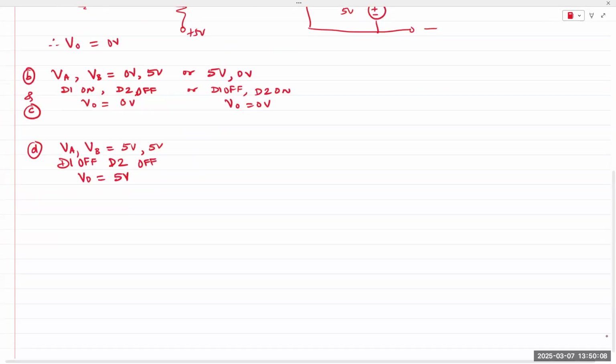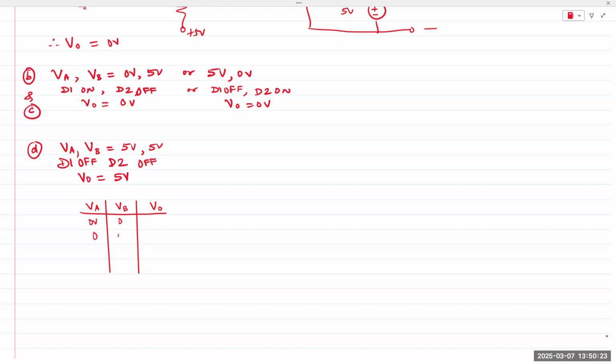And if I write the combination of the inputs and output, what do I get? V out is 5 volts.